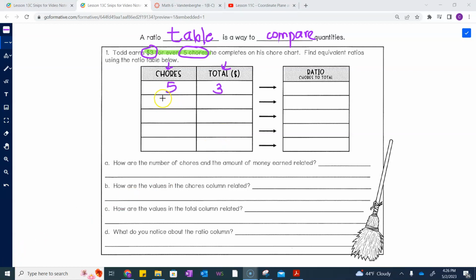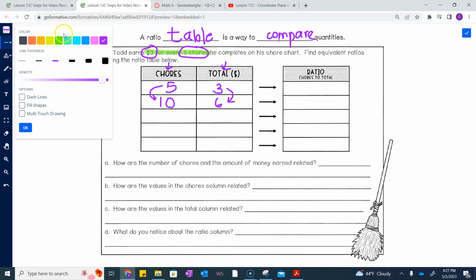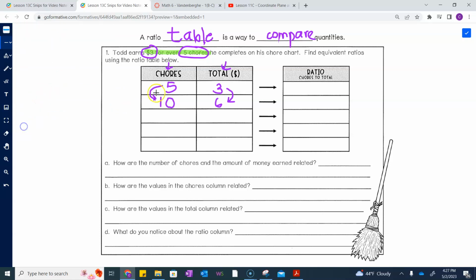So the next thing I'm going to do is put in a value for chores. If he does 10 chores, how much money will he make? Well, if he does 10 chores, he's doubled his chores, so he should double his money. He makes $6. So our scale factor there was 2. To create that equivalent fraction, I used a scale factor. I said double the chores, so you double the money.